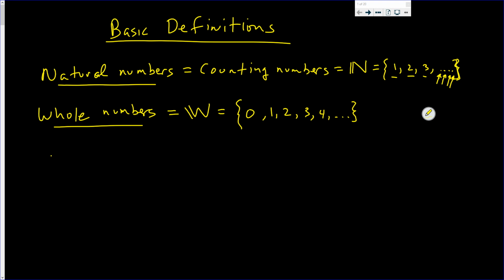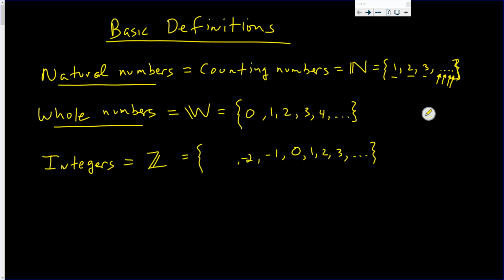The next set of numbers that we're going to talk about will be the integers. They are boldface Z. You put the double line there. The integers contain all the whole numbers, 0 and 1 and 2 and 3 forever and ever. And they also contain -1 and -2 and -3 forever and ever in the other direction.